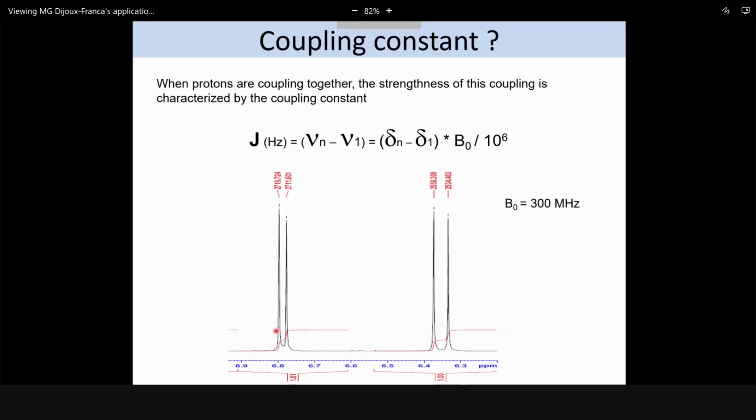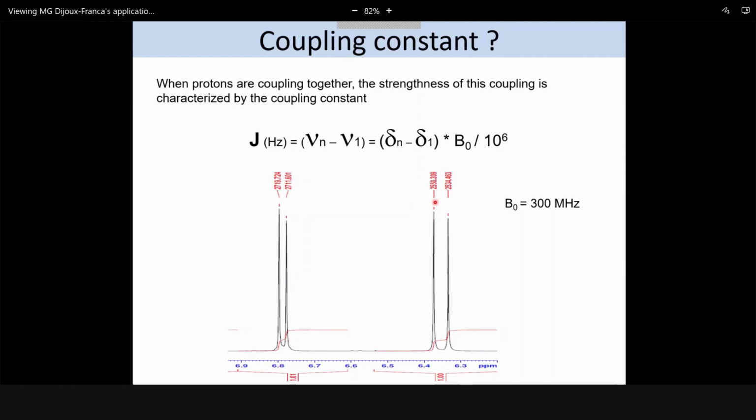So for each line, I can ask the computer to give me the value of the frequency of resonance of each line. So the computer can write here the frequency of resonance for each line. This is written in red here, so we can see 2,719, for example, for this line, 2,711 for that line, and so on.